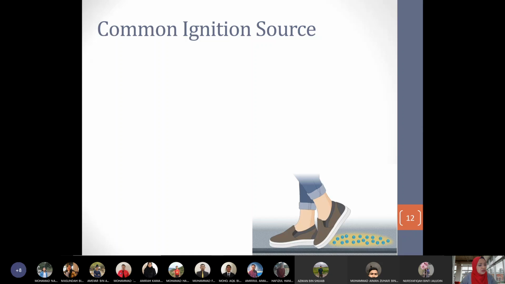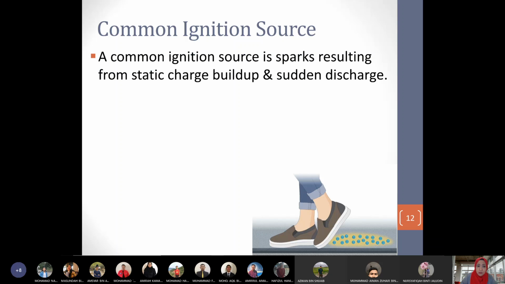All right, so now that I've mentioned the vapor cloud, the vapor cloud can happen, and as long as it doesn't meet an ignition source, then it's fine if it gets dispersed and diluted. However, there's always an ignition source everywhere around us. The most common ignition source is sparks that result from static charge buildup and sudden discharge.